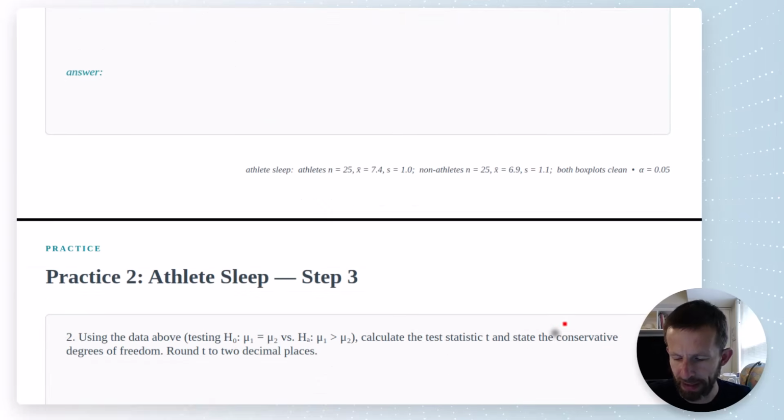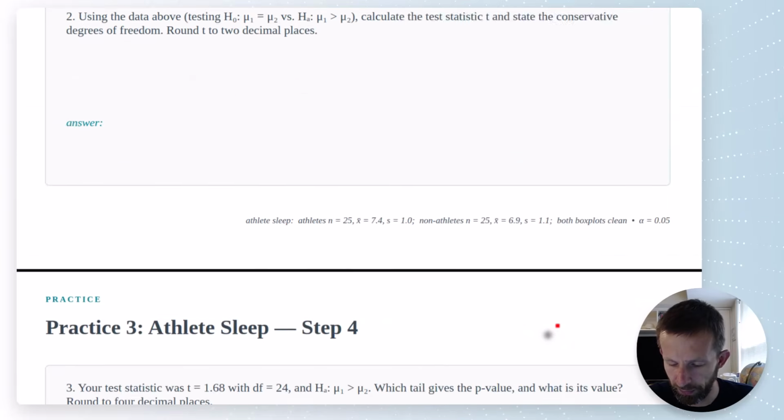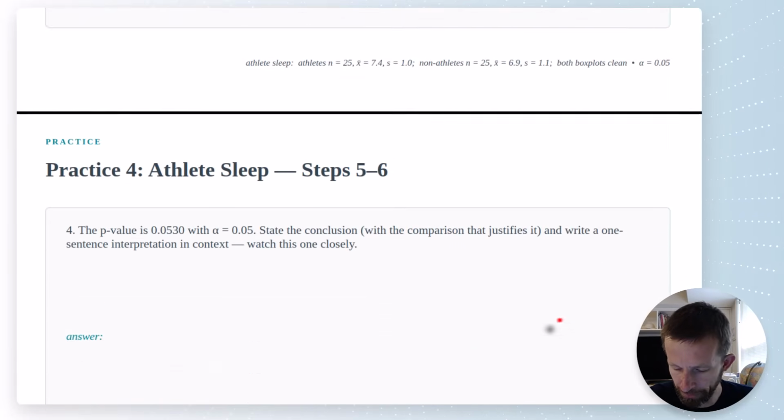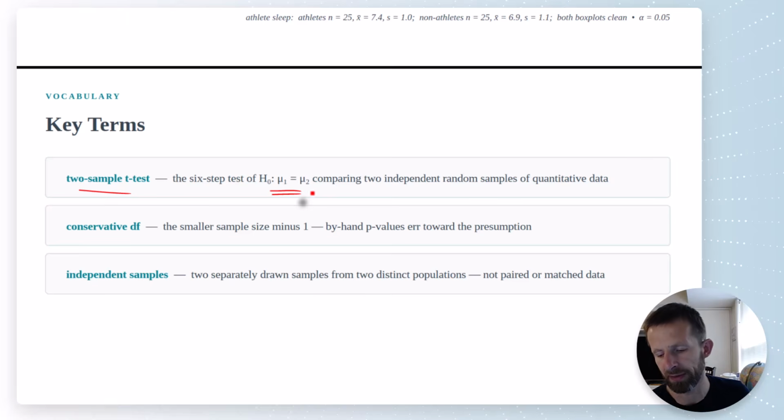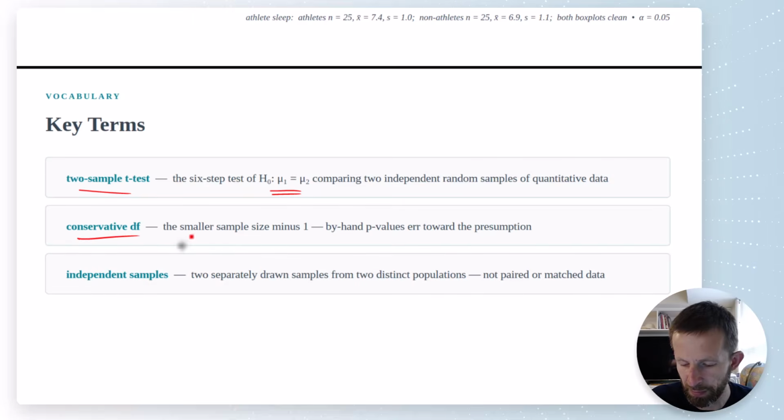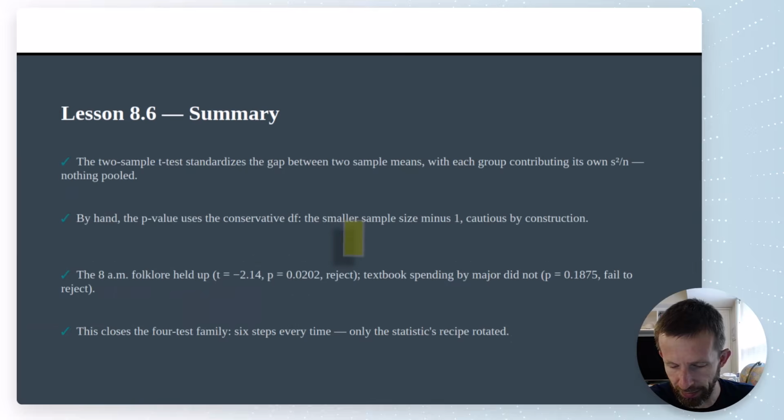All right, we have one more example. You can check the notes if you want to go over this one. A couple of things to remember. Two-sample t-test: we're doing the 6 steps with a null hypothesis of mu1 is equal to mu2, and then depending on the alternate hypothesis, going left or right. Conservative degrees of freedom is the smaller sample size minus 1, and samples need to be independent and random.